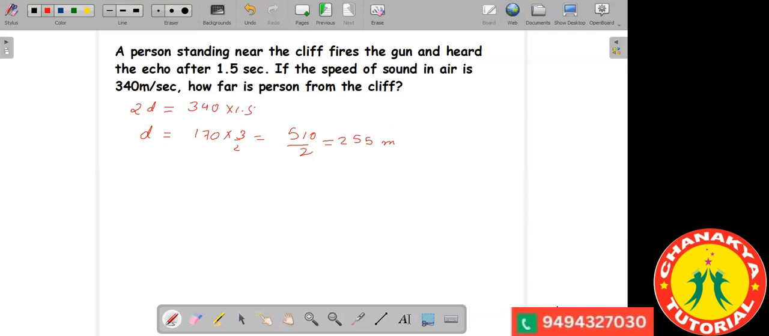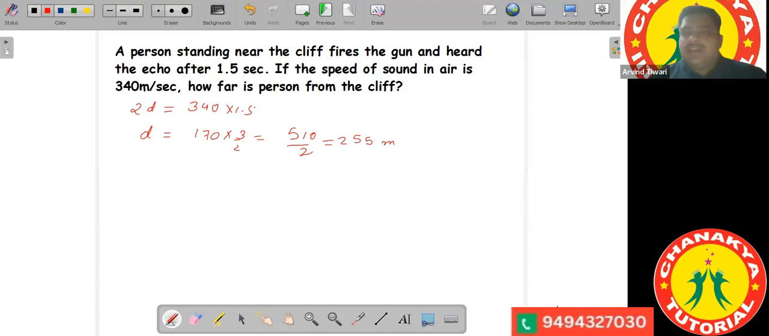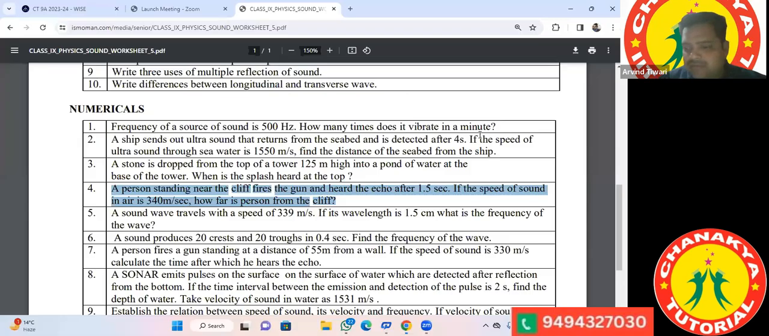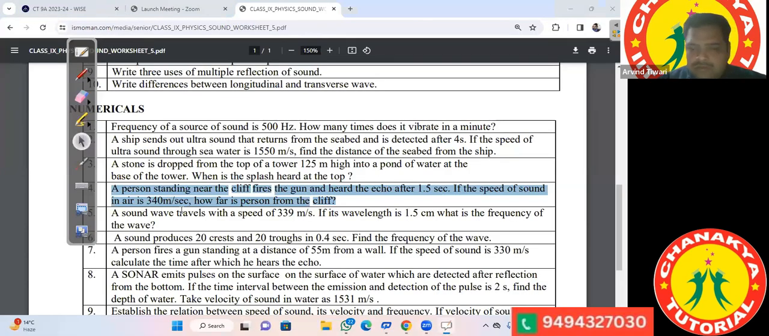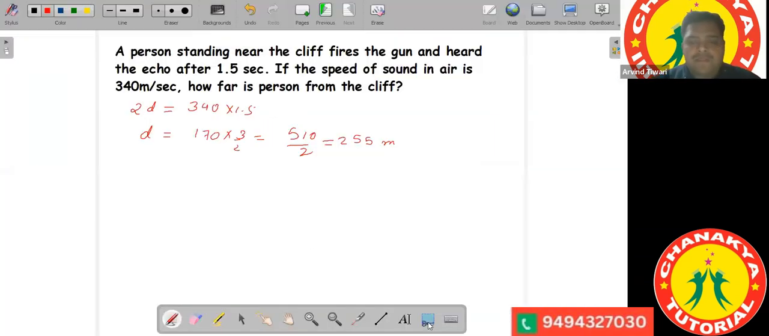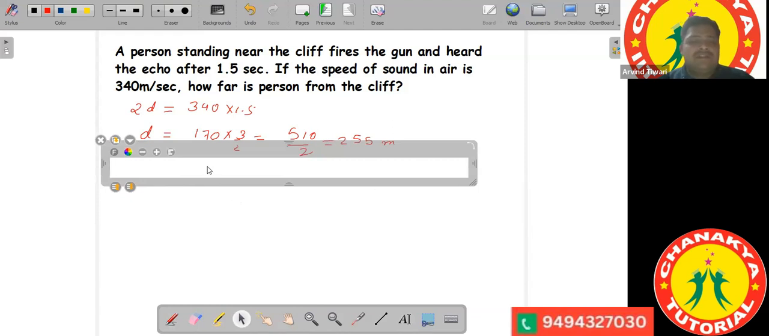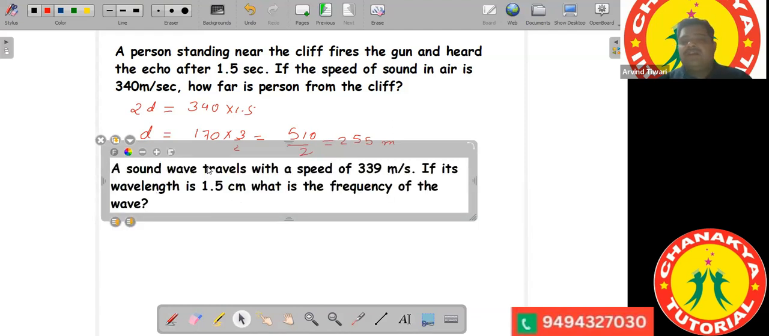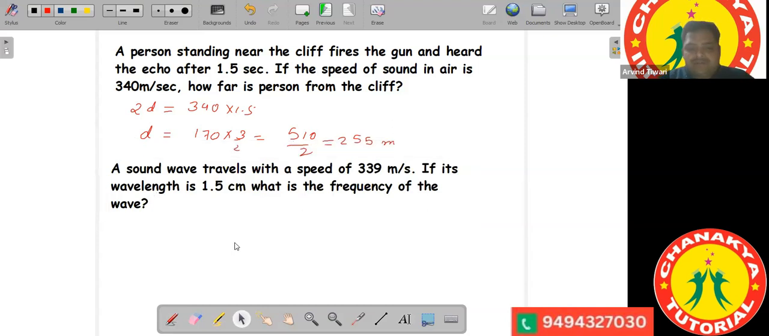Okay, so try doing the other one. Let's see the next one. A sound wave. This one. This I'll not be solving. I'll just tell the answer after 3 minutes. Before that, if you got the answer, tell that answer. See, everything is given. I won't tell anything.